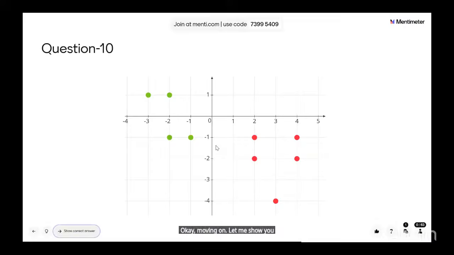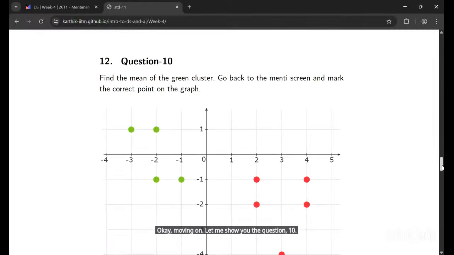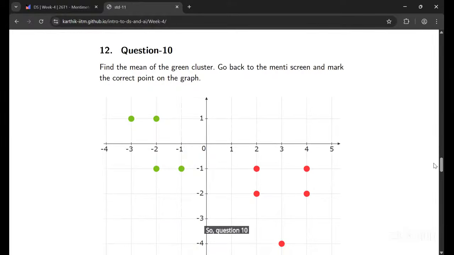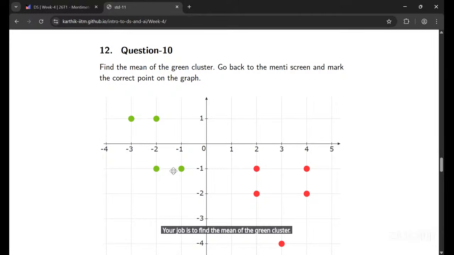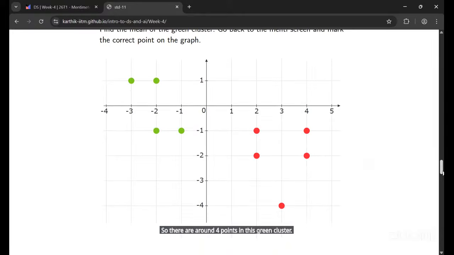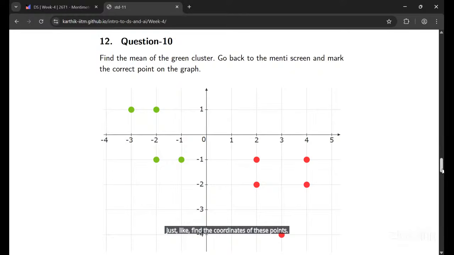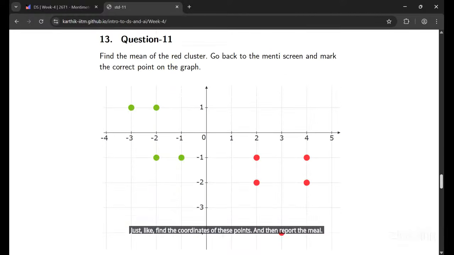Let me show you question 10. Question 10 says that you have two clusters, namely this green one and the red one here. Your job is to find the mean of the green cluster. So there are around 4 points in this green cluster. You just find the coordinates of these points and then report the mean. On similar lines, we have question number 11, which says that you need to find the mean of the red cluster. So there are 5 points. Find the coordinates of these points and then report the mean of the red cluster. So these are your question 10 and question 11.